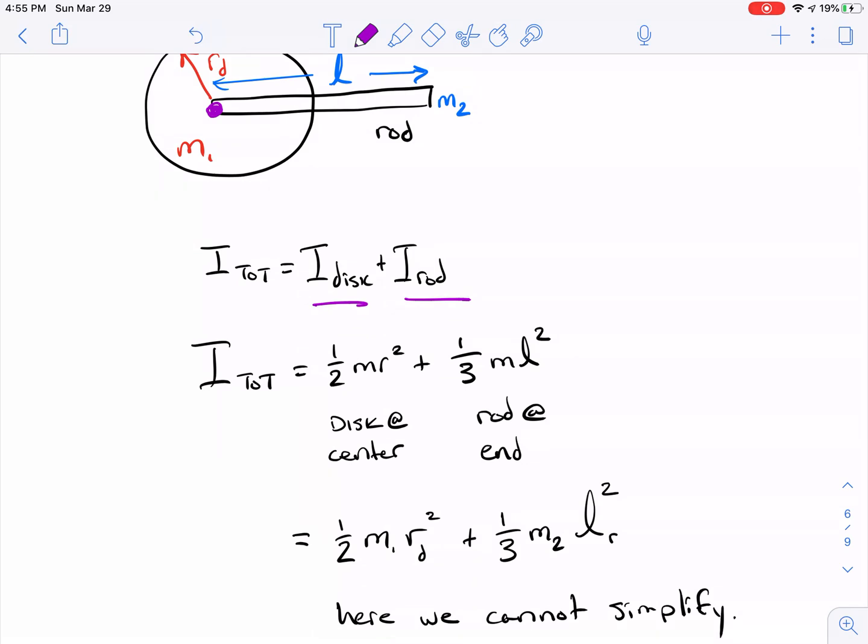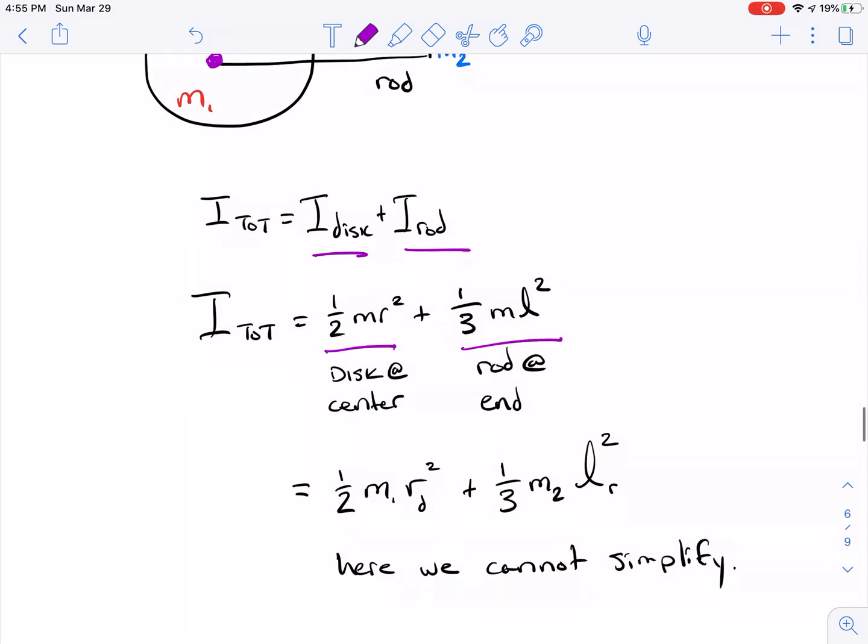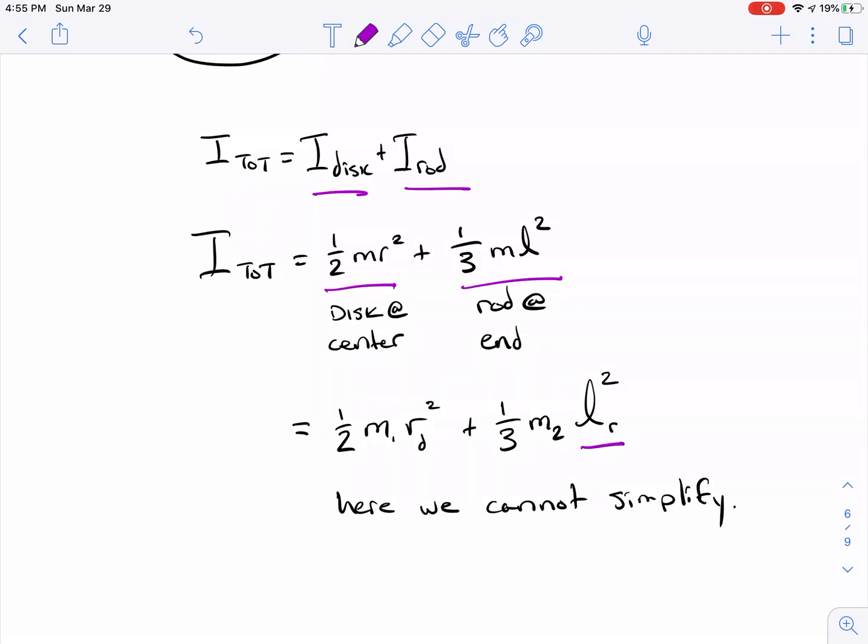A disk about its center is 1/2 mr squared. A rod about its end is 1/3 ml squared, and we simply add those together, plug in the right masses and radii, or length, like this is L of the rod. This ends up not being able to simplify, but if we had numbers, we could actually get a numeric answer for that. So again, if you have multiple pieces, we're just going to add them together and get the total.